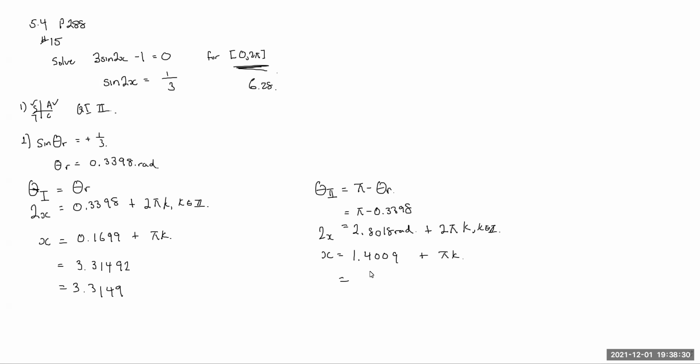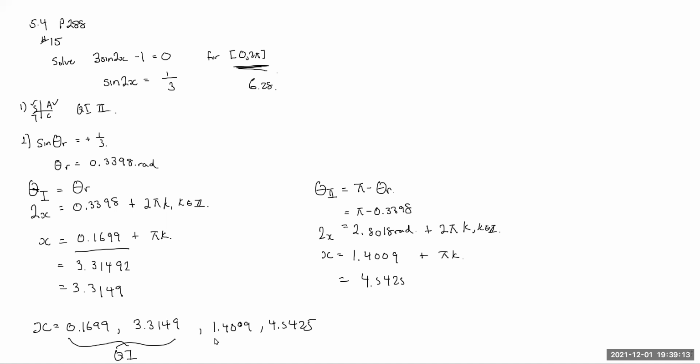And this, if I add another pi to it, 1.4009 added with a regular pi is going to be 4.5425, which is still under 6.28 radians. So the total number of answers I have is actually 4. The first one would be just 0.1699 radians, as well as 3.3149 radians. The second two answers are 1.4009 radians, as well as 4.5425 radians. These two are part of quadrant 1 and coterminal. This is quadrant 2 and are coterminal.